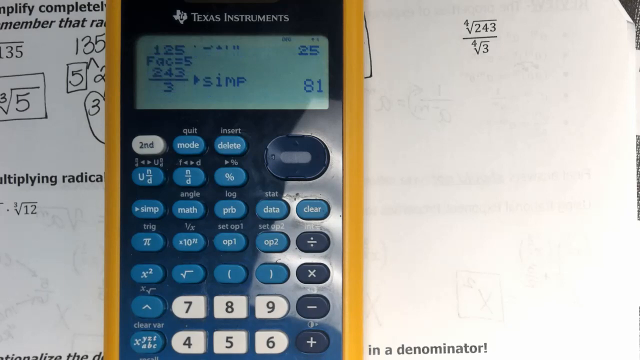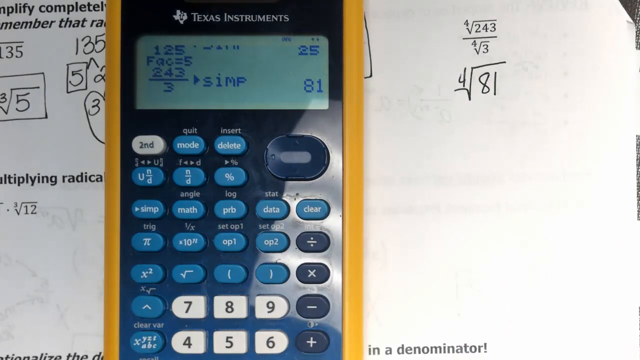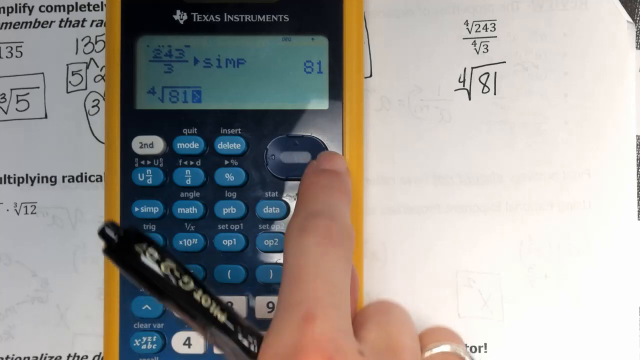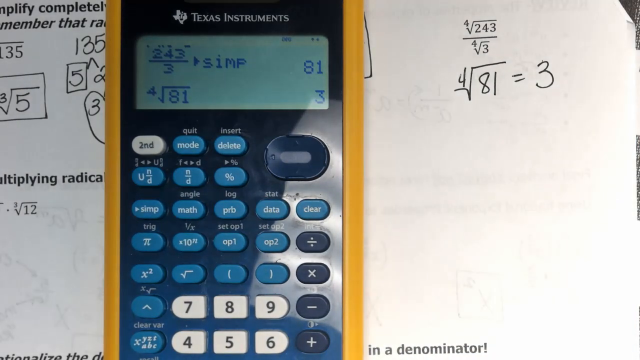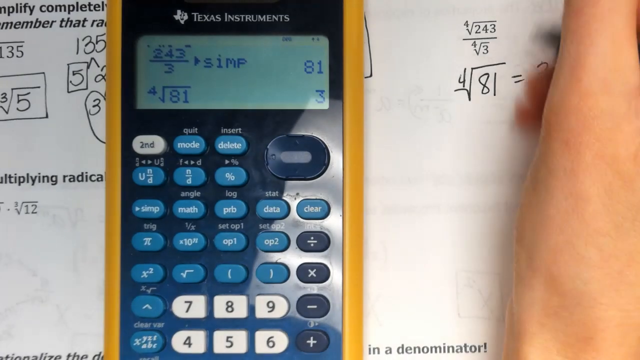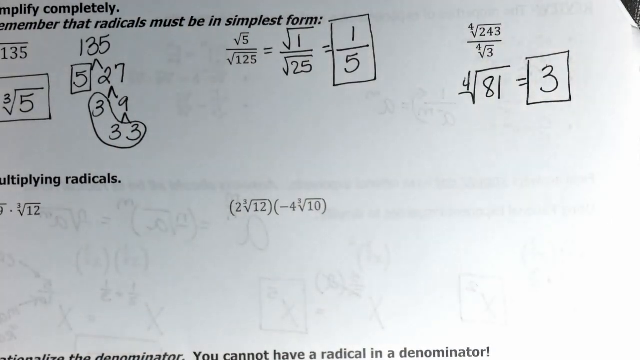And then I'm going to simplify it. It gives me 81. So I now have the 4th root of 81. Okay, well, what is the 4th root of 81? 3. Okay? If I was saying to evaluate or solve, then I would be doing plus or minus. But if all I'm saying is simplify, you don't need a plus or minus. Okay? Y'all good? Do we have questions? Okay.